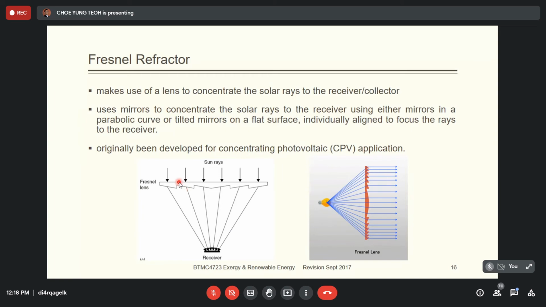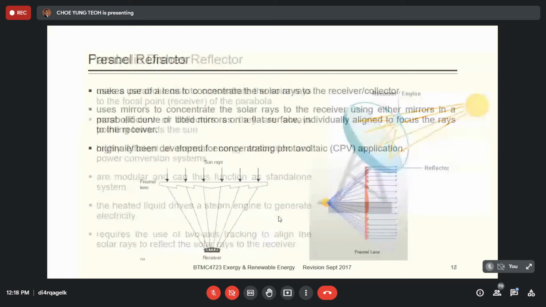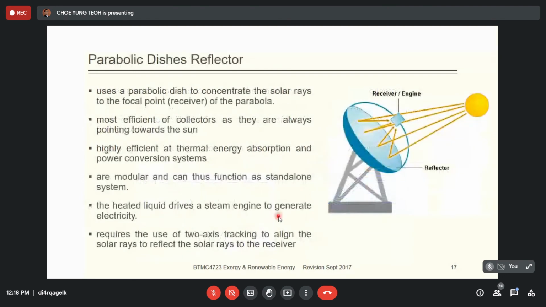Just to let you know, we can also use something like a concave lens to focus all the sunlight into one point, concave and convex. So that was a brief look at the Fresnel lens, and then this one, the parabolic dish reflector.